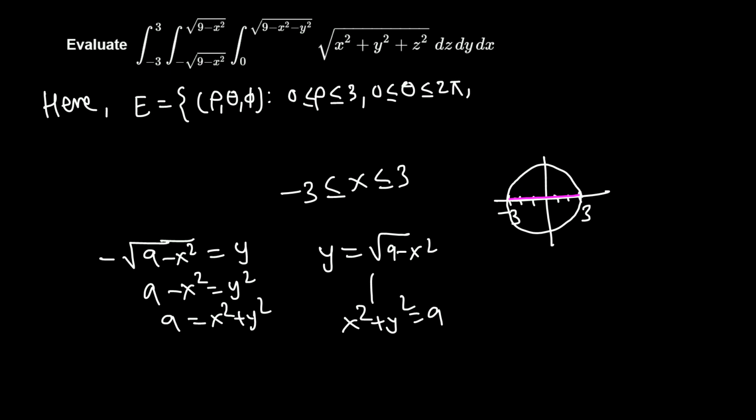Since the lower bound for z is 0, we are only considering the upper part. So it's like the solid is just here, up to 3. So the angle phi, which is measured from the z-axis, is only pi over 2. Okay, the angle is pi over 2. So phi is 0 to pi over 2.